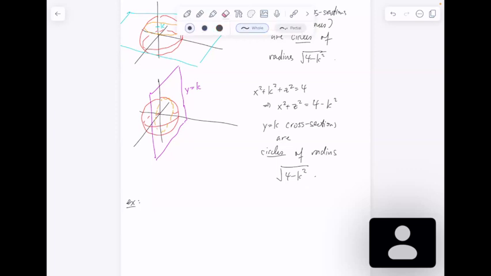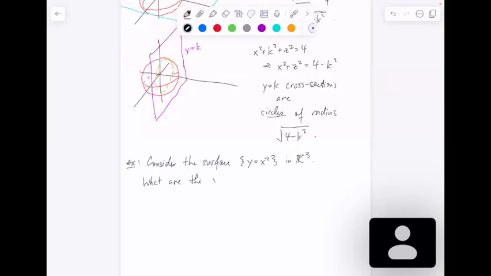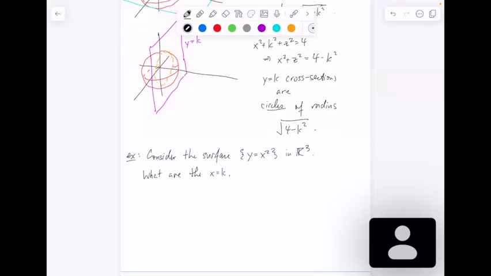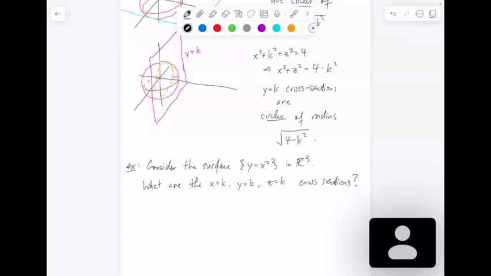So let's look at the following. Consider the surface y is equal to x squared in R3. What are the x equals k, y equals k, z equals k traces or cross sections? So in this case, note that there's absolutely no restriction on z here, right? So in R3, you're just looking at the set of points x, y, and z, where y is equal to x squared.